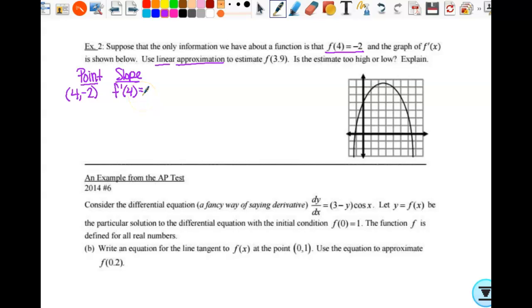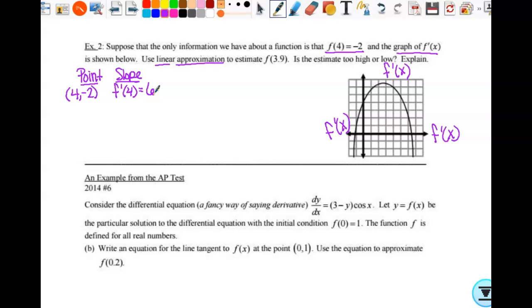What is f prime of 4? Can I find a derivative? It's 6, because it tells me the graph of f prime of x. This graph is f prime of x. Okay, that graph is f prime of x. So f prime of 4, I go to 1, 2, 3, 4, and that's at 6. Okay, we okay with that?